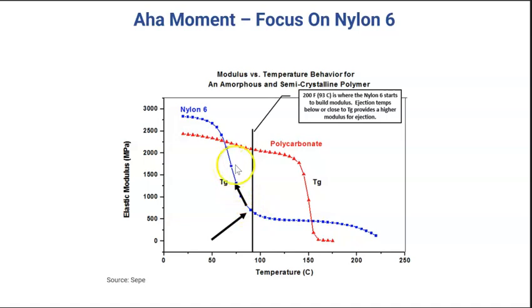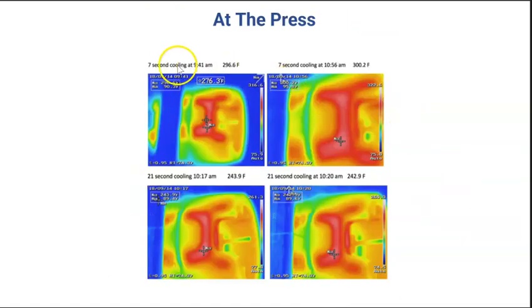Today we're going to discuss polycarbonate. Where on this curve can I eject polycarbonate? I went to the press. 7 seconds cooling was as fast as I could get back for plastification time, and my demolding temperature is 296.6 degrees. I increased my cooling from 7 to 9, 11, all the way up to 21 seconds, and I recorded every temperature, and I noticed at 21 seconds, I had 243.9 degrees ejection temperature.